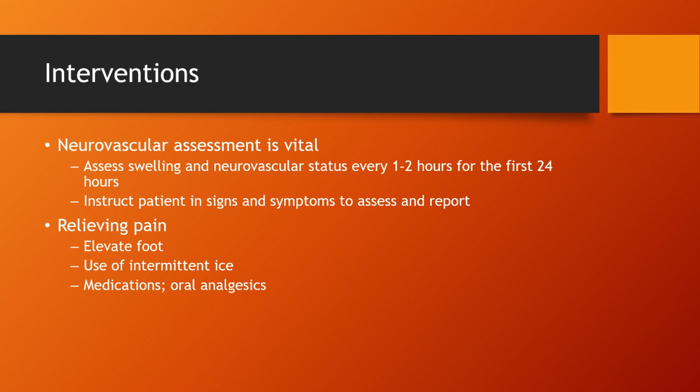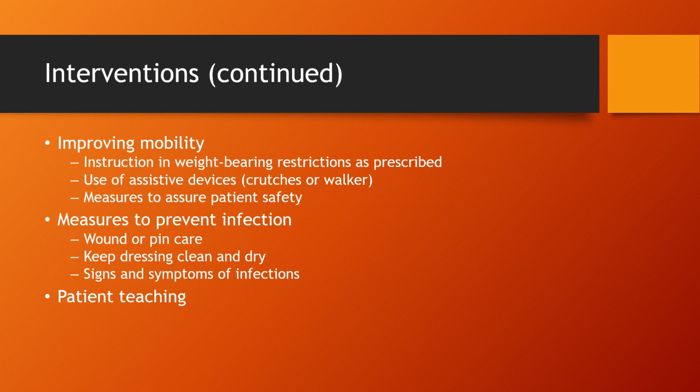So neurovascular assessment, again, is vital. I think you're kind of seeing this as a theme throughout the musculoskeletal session. So every 1 to 2 hours for the first 24 hours, and let the patient know any signs and symptoms to assess and report right away. And then to relieve pain, the foot needs to be elevated, usually at the level of the heart. Use intermittent ice, pain medications, oral analgesics, and maybe non-steroidal anti-inflammatories. And improving mobility, maybe the use of crutches or a walker. If that is ordered, usually then a referral to physical therapy for training and fitting is done.